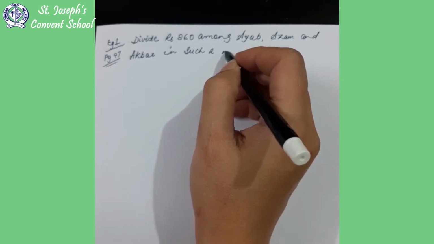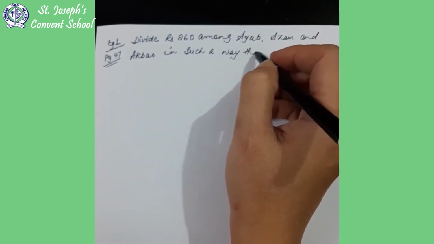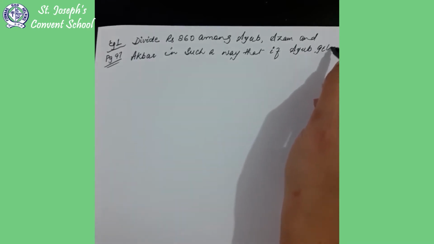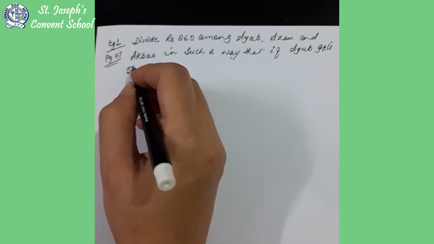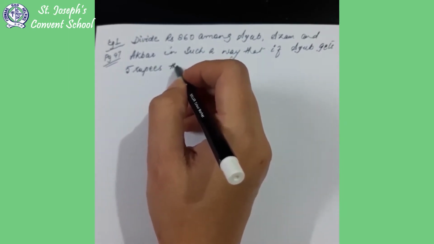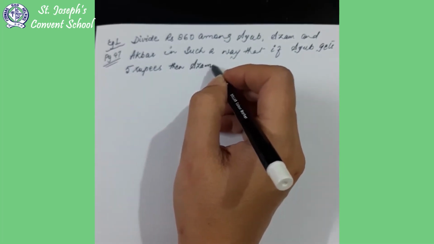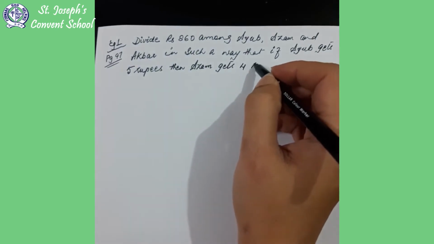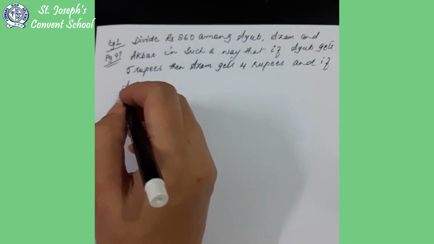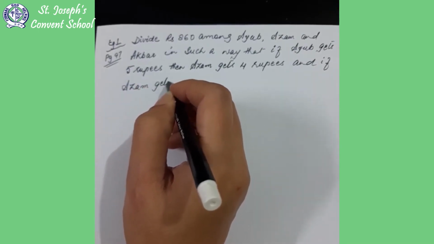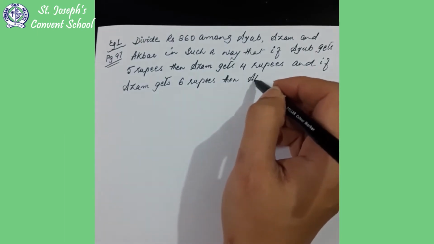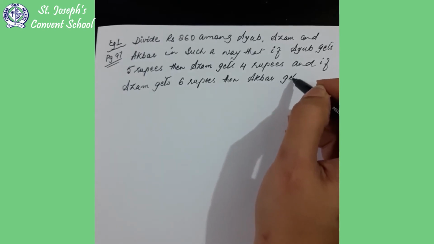in such a way, the amount is also given, that if Ayub gets 5 rupees, then Azam gets 4 rupees, and if Azam gets 6 rupees, then Akbar gets 8 rupees.